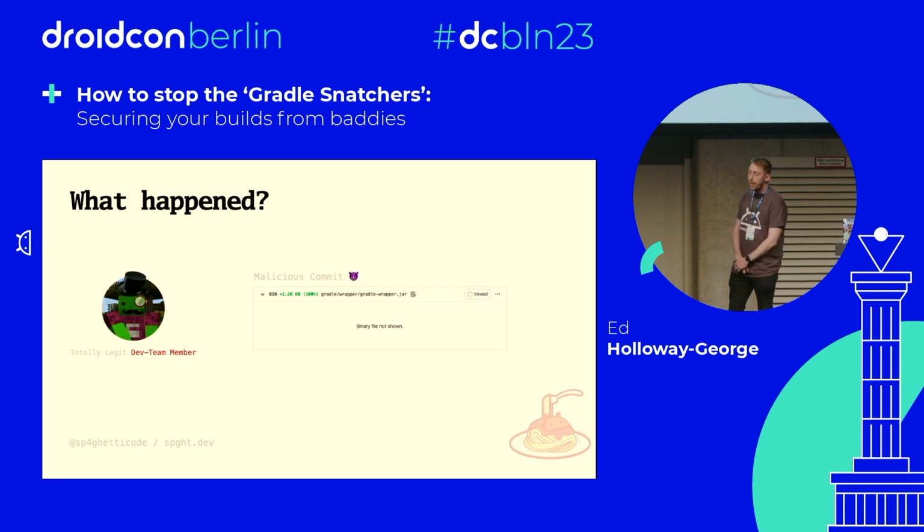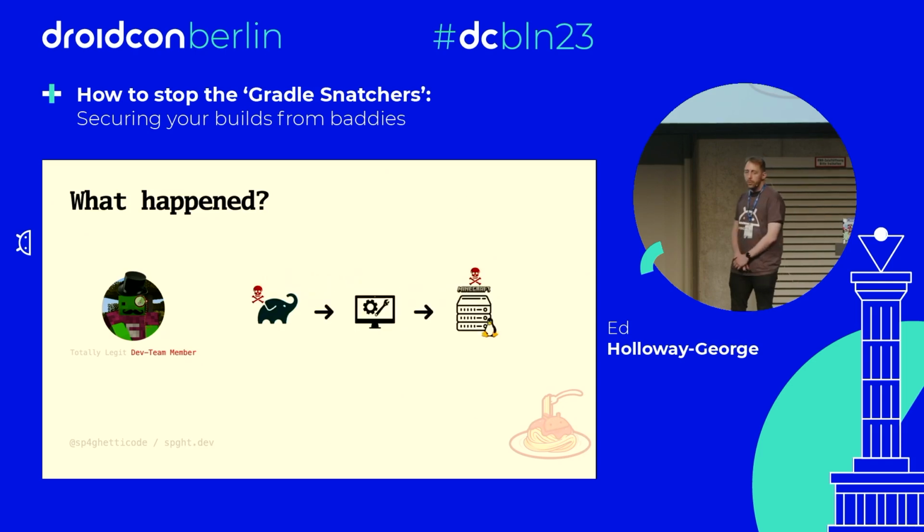They were able to commit a malicious version of the Gradle wrapper. On first glance, if you saw that in your pull request, would you bat an eyelid? Probably not, right? It just looks like a standard kind of commit. But what they actually did was take that malicious Gradle wrapper and have it so it was only applied on a CI pipeline.